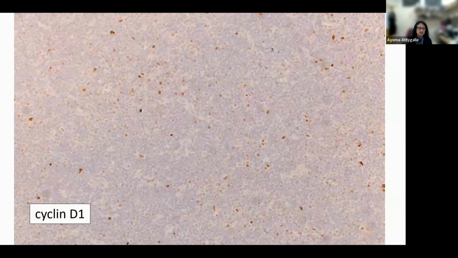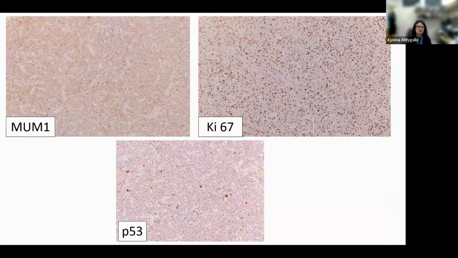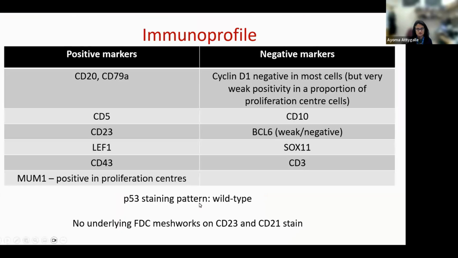Cyclin D1 is typically negative, but if you look carefully, you'll see that in the proliferation centers, there's weak positivity in a subset of the proliferation center cells. You can see this in some cases of CLL/SLL. This is something that you have to keep in mind and not think that this is mantle cell lymphoma. MUM1 is positive and stronger in the proliferation centers. And again, you should give a comment on the P53 status by immunohistochemistry.